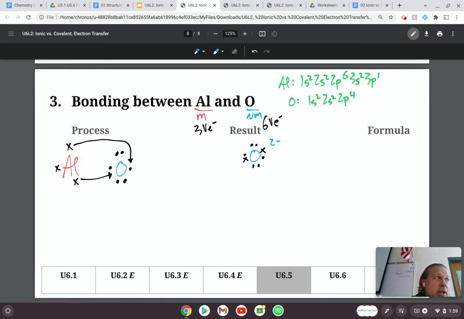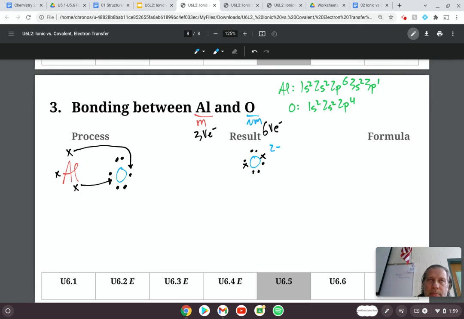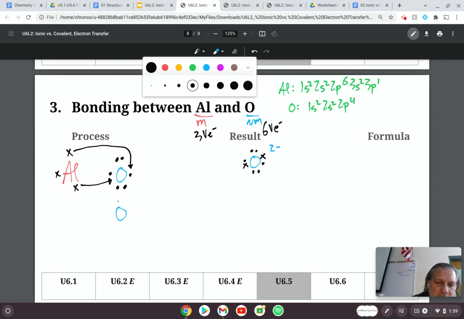The aluminum, however, still has an electron to give. And as a result of it still having an electron to give, we have to add an atom. And in this case, I can't add an aluminum because it doesn't want to give electrons to itself. So I'm going to add an oxygen, which still has 6 valence electrons.